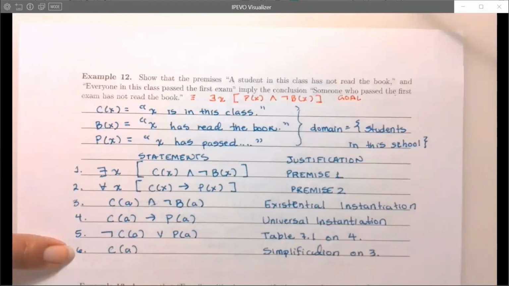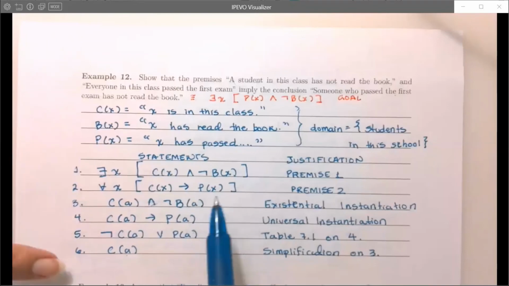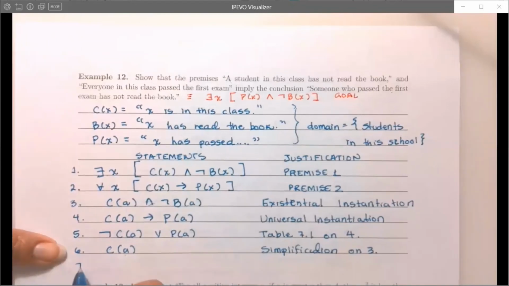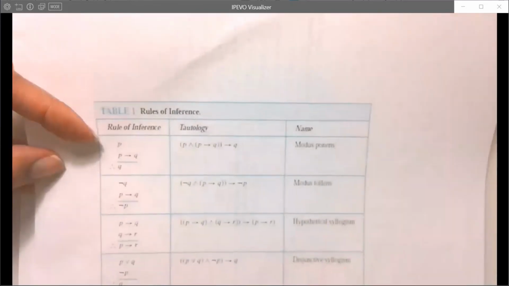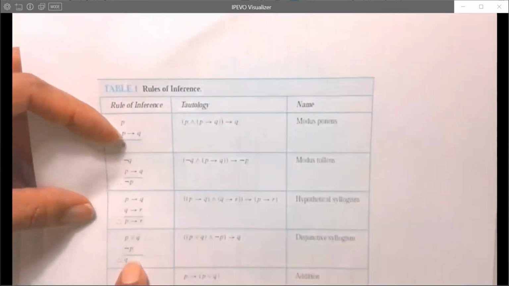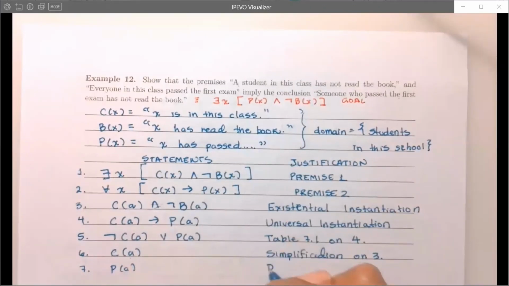Now, why am I saying that? I'm saying that because if the person is in this class, then the statement that the person is not in this class or the person has passed the first exam would mean that the person has passed the first exam, by our rule of inference, disjunctive syllogism. We have P or Q and negation P. It's almost like these two cancel out and we're left with just the Q. So in this case, the negation C of A and C of A cancel out and we're just left with the P of A. So this is disjunctive syllogism on 5 and 6. What else can we conclude? Well, I'm actually going to continue on a separate sheet.